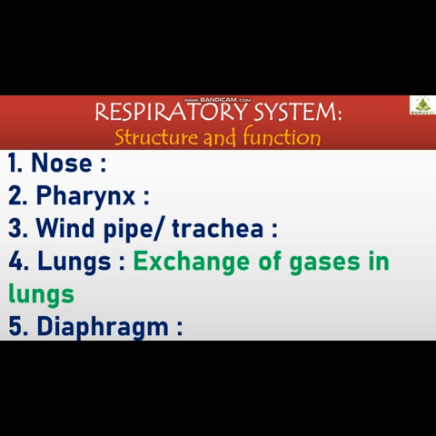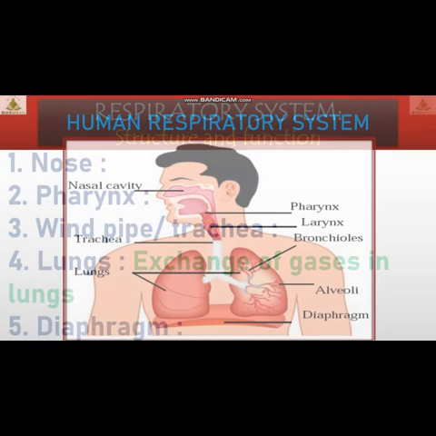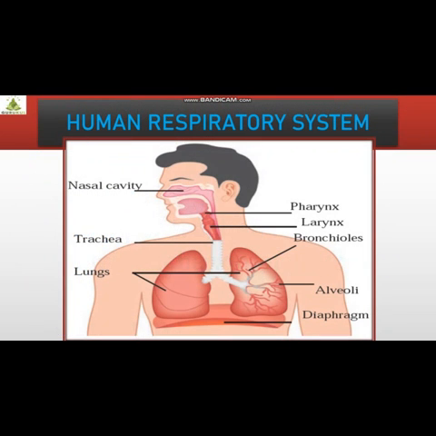So these 5 parts, we should understand with the help of the diagram now. Where is the diagram? Yes, here is the diagram. Human respiratory system. So students, for just 2-3 seconds, observe the figure carefully. This is your human body. Coming from the left side, we have nasal cavity, nose.